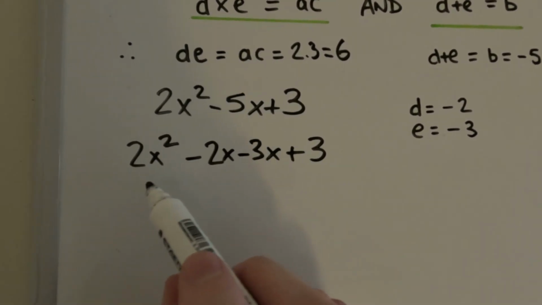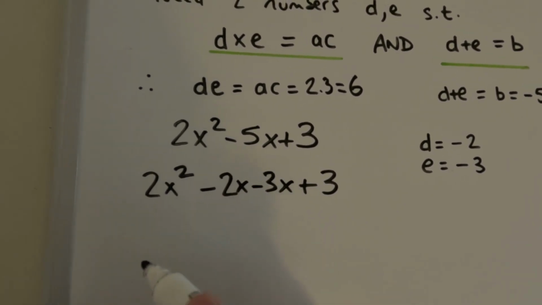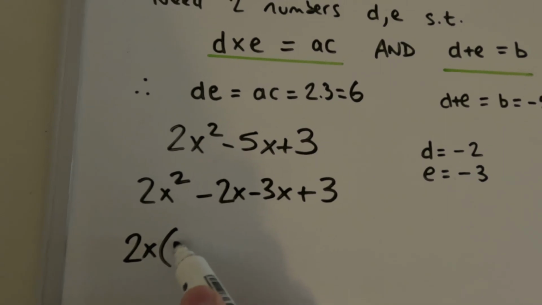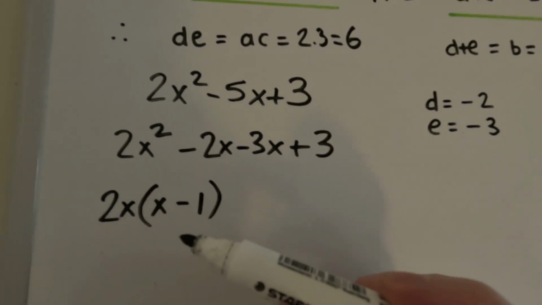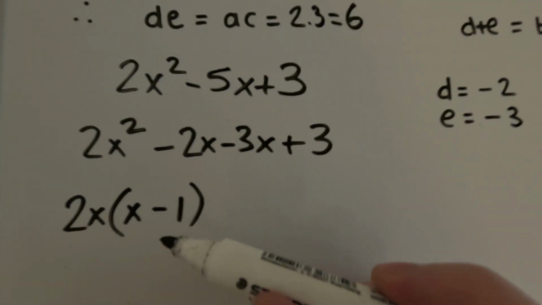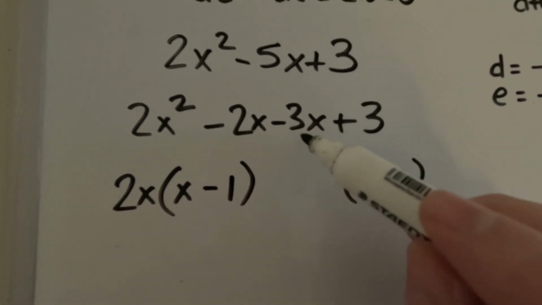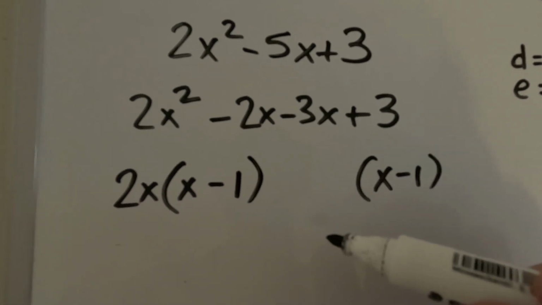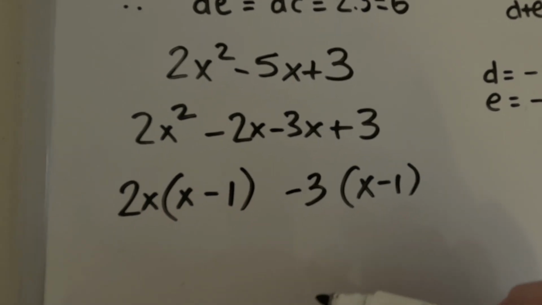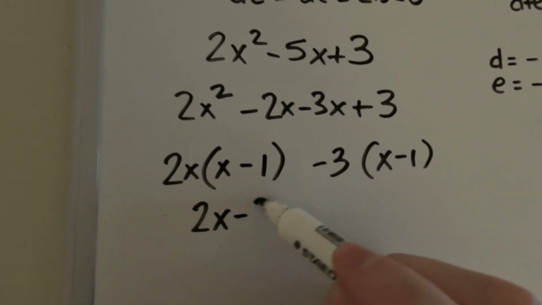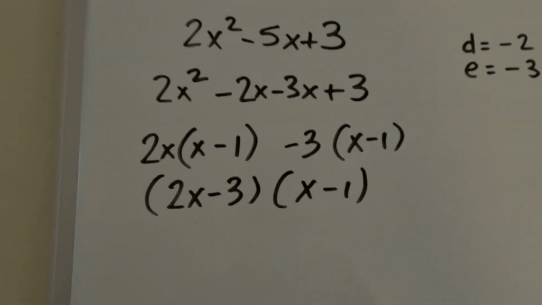And again, we just factorize each half in turn. If we factorize this half, we get 2x minus 1. And now, because x minus 1 is a factor, we just repeat that over here. And that will be a factor of minus 3x plus 3. We get that for free. That's the great thing about this method. And then that'll just be a minus 3 there. And then we combine them together. And that's it done. Now we've factorized it.